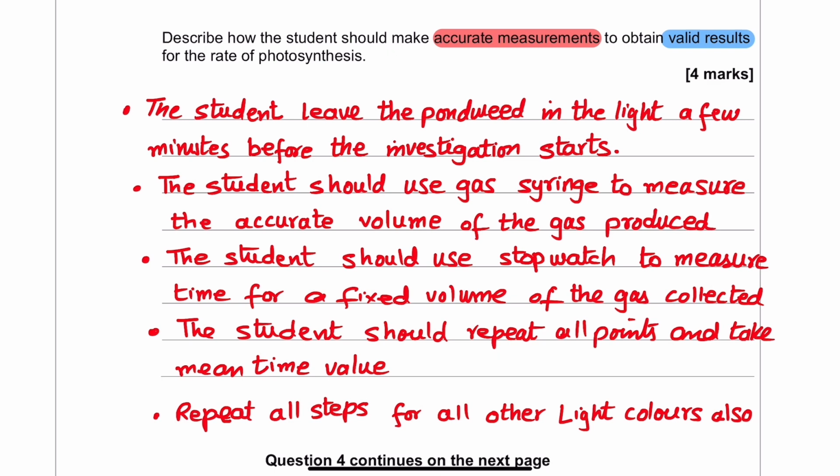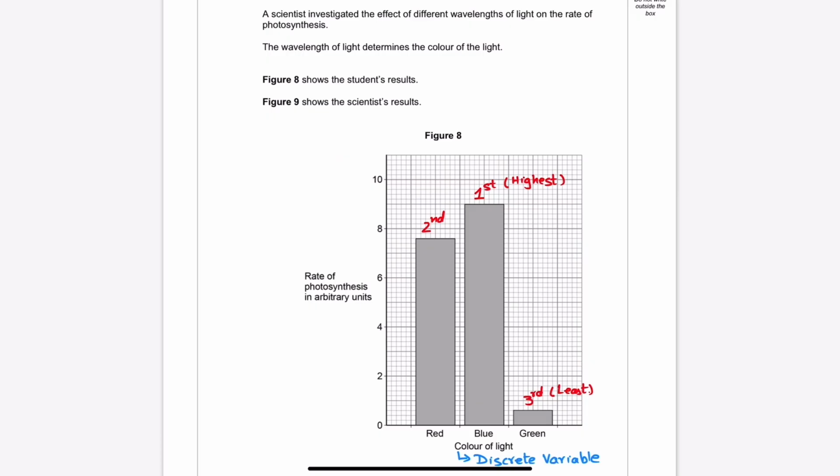In this experiment, the student is repeating for the red color light, blue color light, and the green color light, to see the effect of the color of the light on the rate of photosynthesis. A student investigated the effect of different wavelengths of the light on the rate of photosynthesis. The wavelength of the light determines the color of the light.